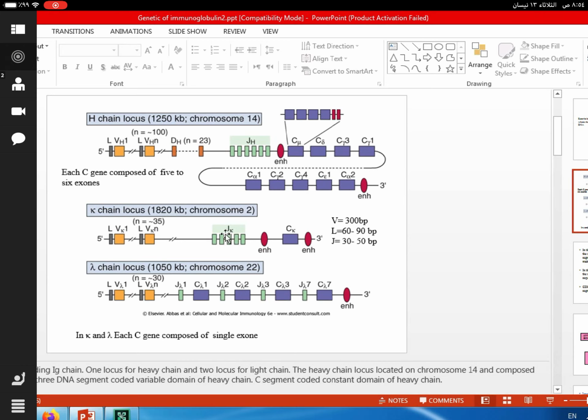In the light chain, V and J and the nucleotides between V and J participate in coding CDR3, and CDR1 and CDR2 are coded by the germline V segment. Only the V segment in the light chain participates in coding CDR1 and CDR2.